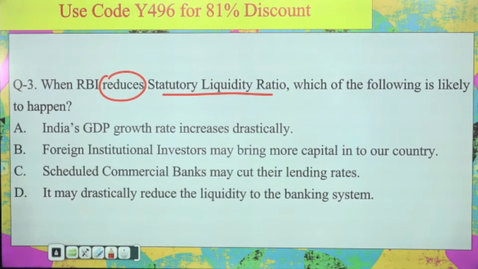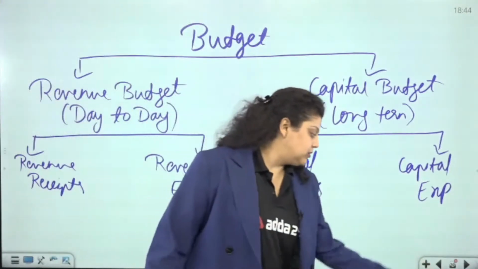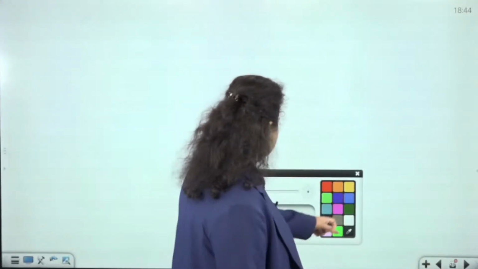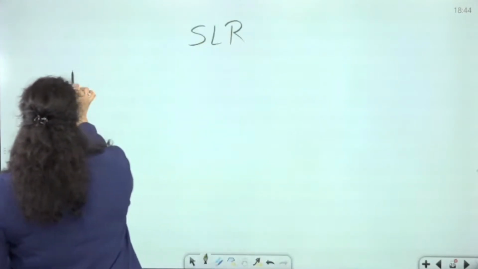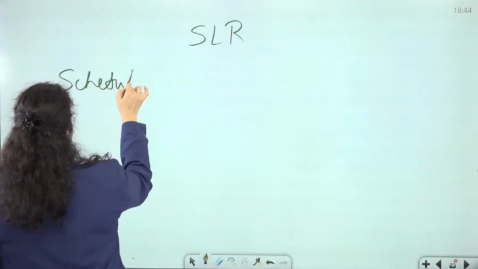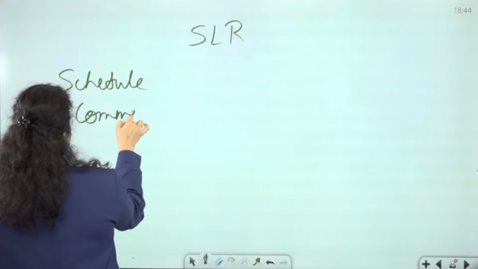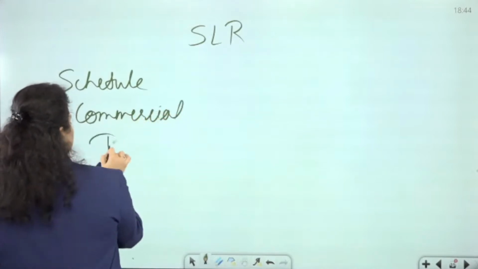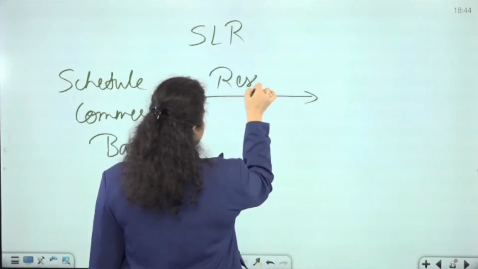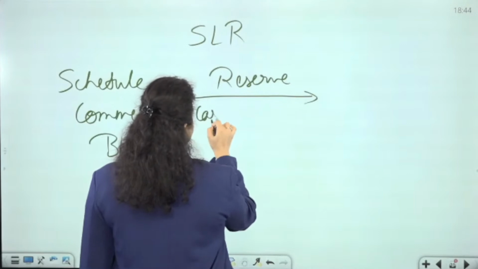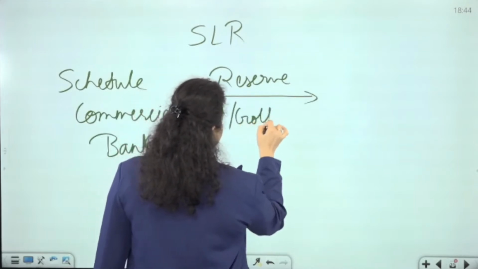So what do you think? Which of the following is correct? Which of the following is a correct statement about the SLR? Now, till then, let's understand what SLR actually is. It stands for statutory liquidity ratio. Now, what is the statutory liquidity ratio? Under the SLR, all the scheduled commercial banks have to maintain the reserves in the form of cash, gold, or securities.